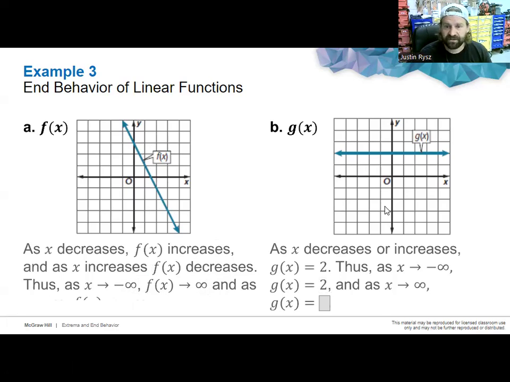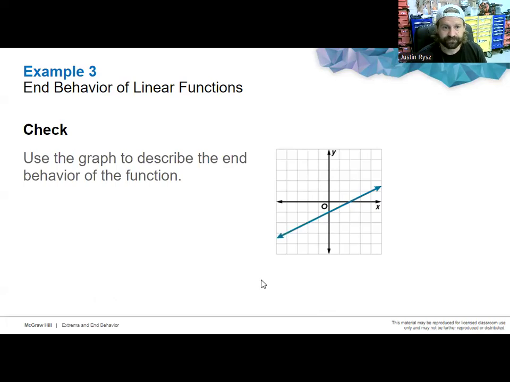Now on B here, this is easier. As x approaches negative infinity, g of x goes towards 2. And as x approaches positive infinity, g of x also goes towards 2. So pretty much you're either going to have negative infinity, positive infinity, or a whole number as your answer.